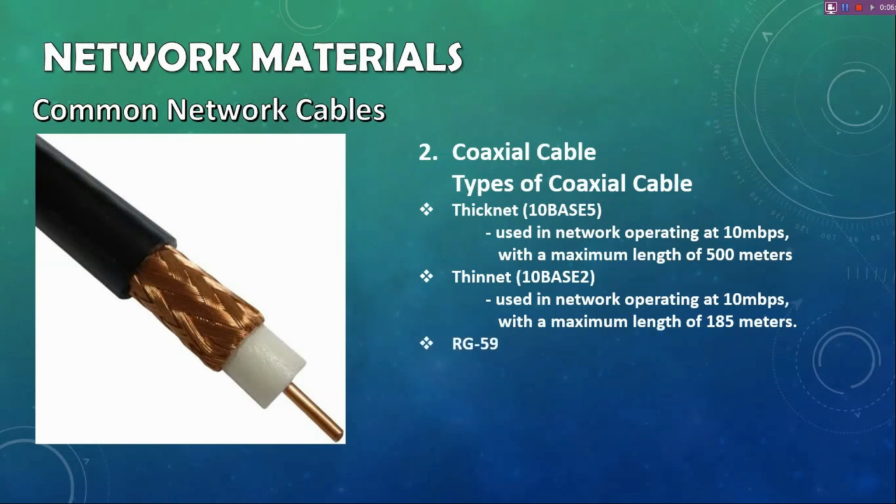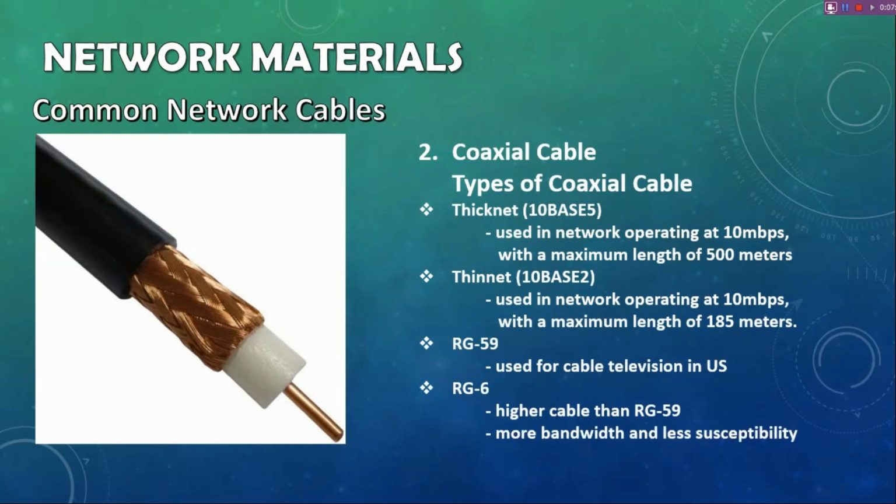Next one is the RG59. RG stands for radio grade or radio guide. It is most commonly used for cable television in the US. And last is the RG6. It is a higher quality cable than RG59 with more bandwidth and less susceptible to interference.